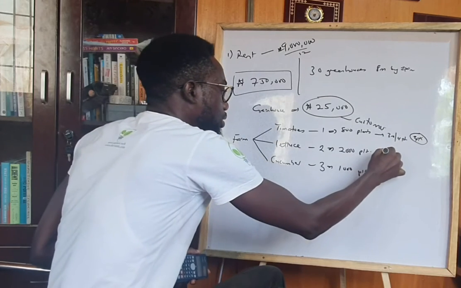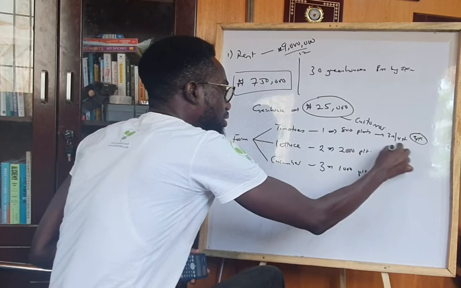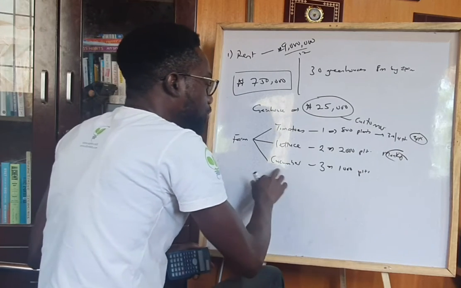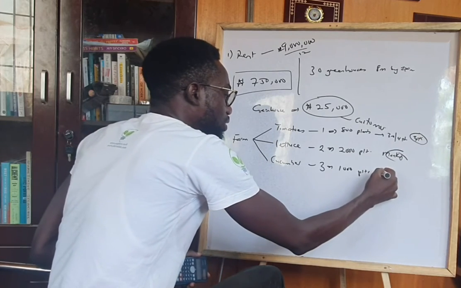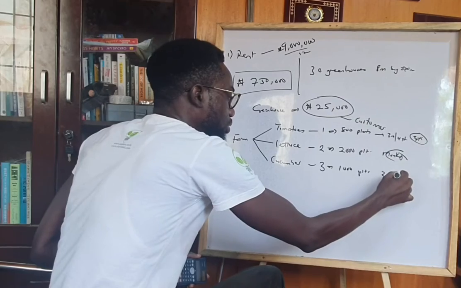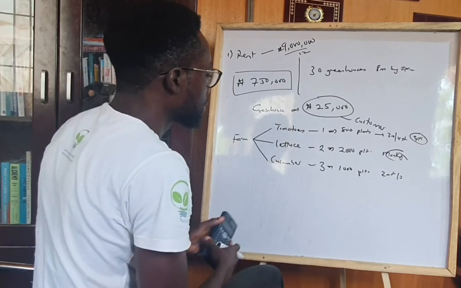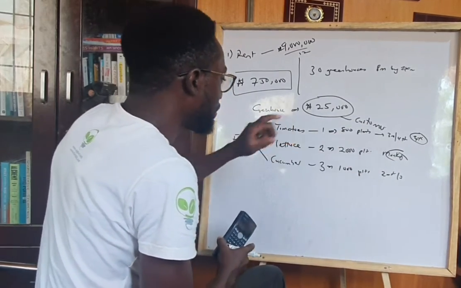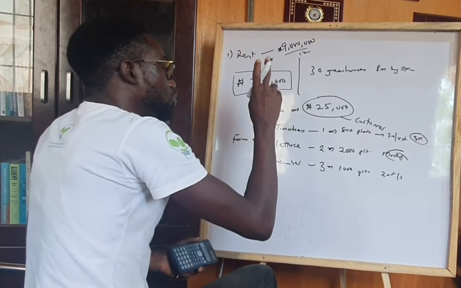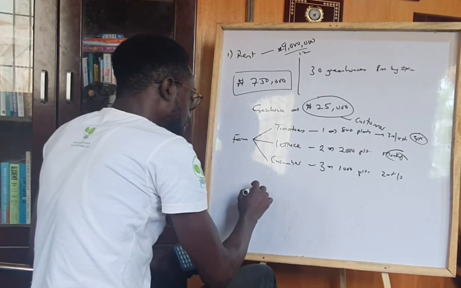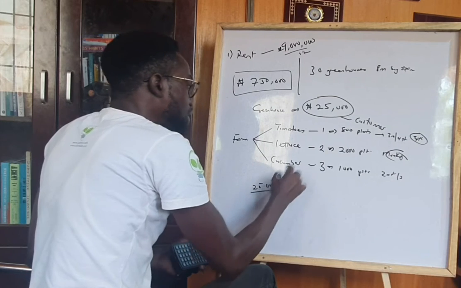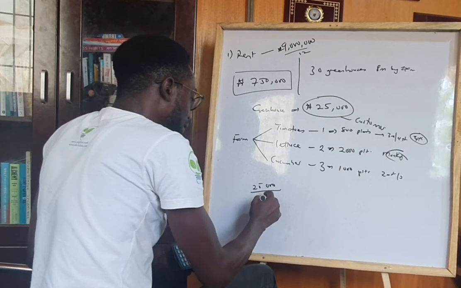For my lettuce, harvest is monthly. For my cucumber, harvest is in the 2nd month. I'm also harvesting the 3rd month. Now, based on these maths, 25,000 naira, divide by the number of plants first.